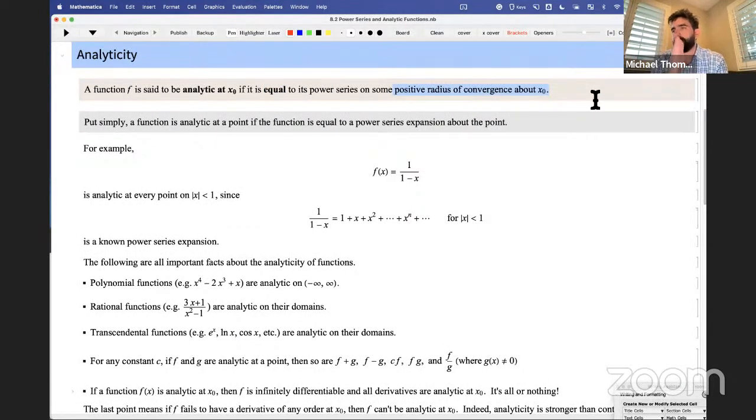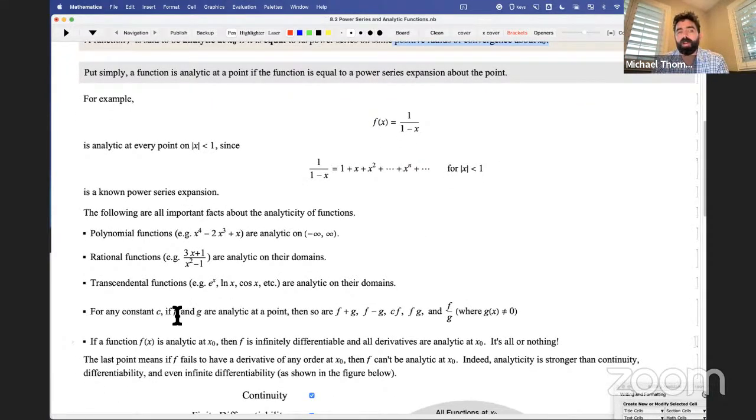In other words, it doesn't just converge at the center. There's some interval around the center at which it converges. Another thing that's going to be helpful: if you have two functions that are analytic at a point and you have some constant c, then if you sum the two functions, that's analytic. If you subtract them, take a constant times one of them, multiply them, or divide them, all of them will be analytic. Of course, you can't divide by 0. That would be the one case where you don't have analyticity.